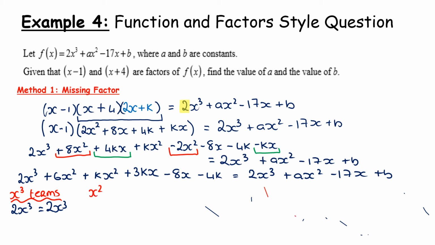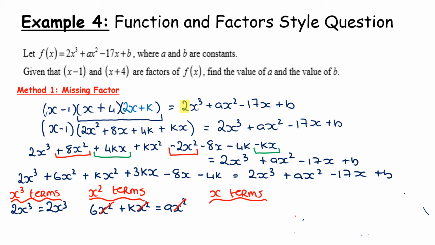So now let's look at our x squared terms. We have 6x squared plus kx squared, and that equals ax squared. Okay, and the x squareds can be ignored. I then have my x terms.